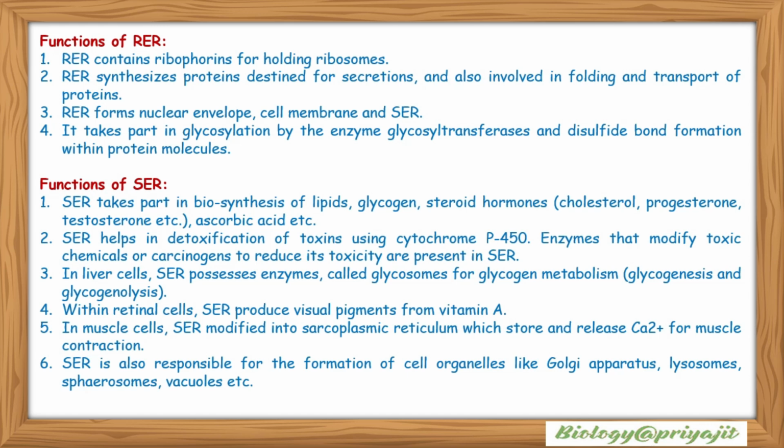ACR helps in detoxification of toxins using cytochrome P450. There are enzymes that modify toxic chemicals or carcinogens to reduce their toxicity present in ACR. In liver cells, ACR possesses enzymes called glycosomes for glycogen metabolism like glycogenesis or glycogenolysis. Within the retinal cells, ACR produces visual pigments from vitamin A.